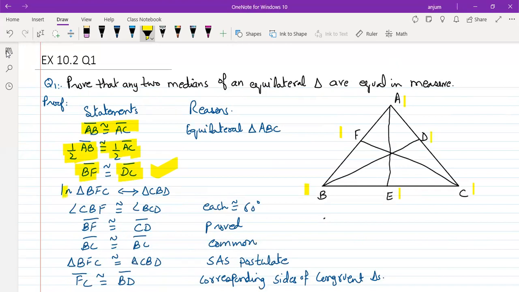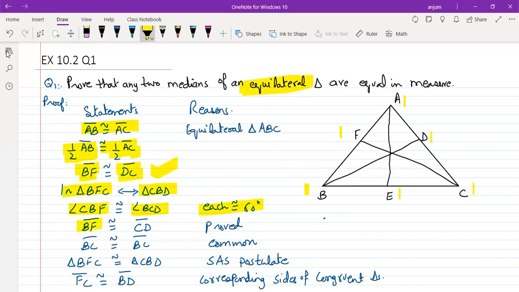Now we take the correspondence of triangle BFC and triangle CBD. In the correspondence of these two triangles, we can see that angle CBF and angle BCD both are 60 degrees. Because in any equilateral triangle, all the three angles are 60 degrees. They can't be other than 60 degrees.